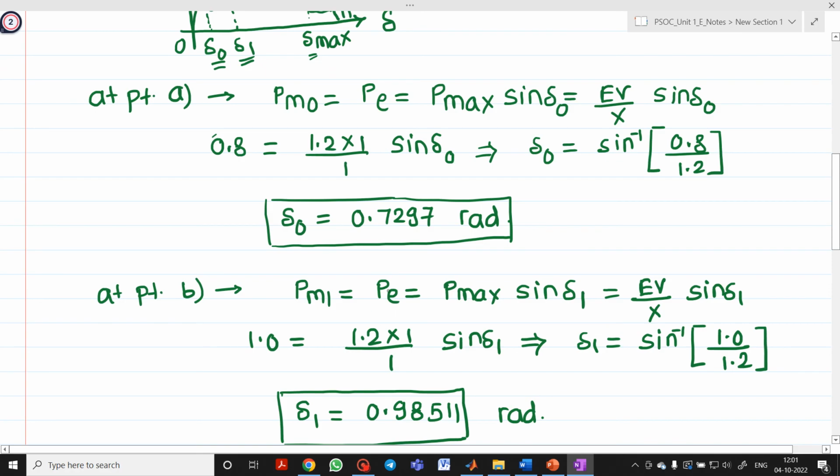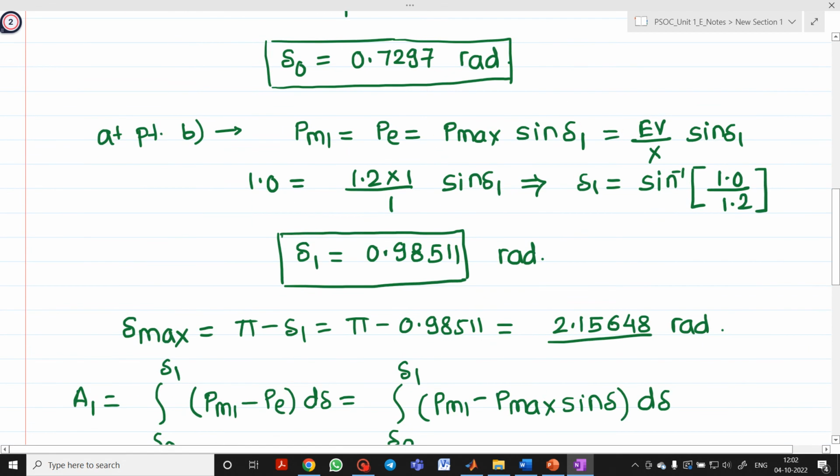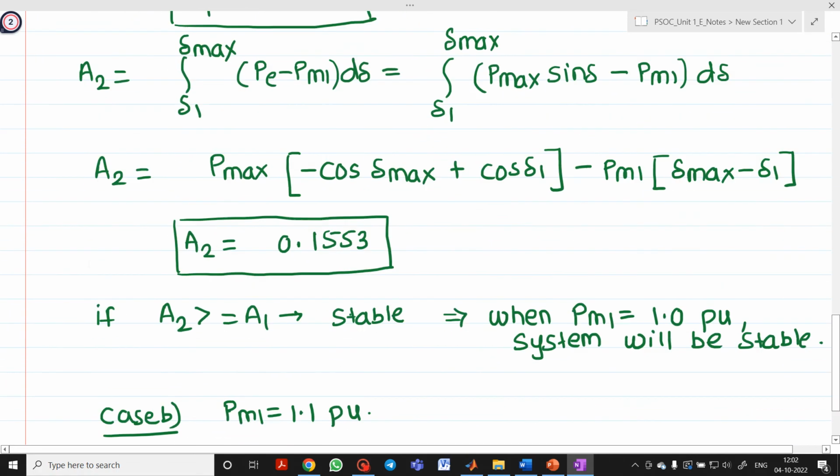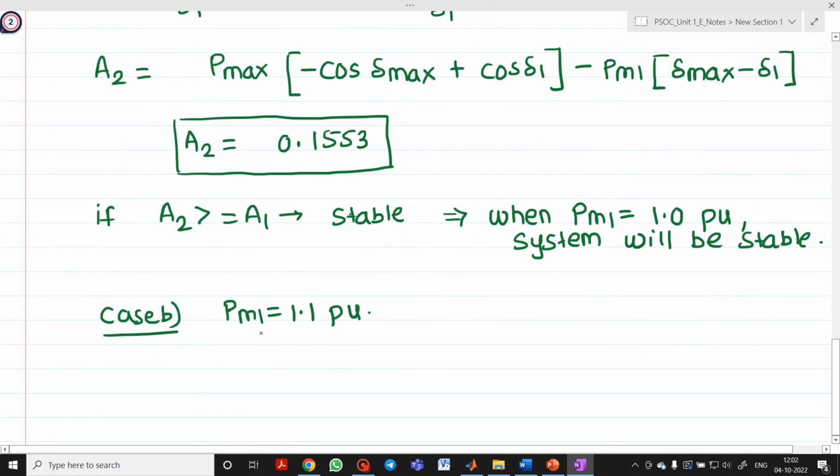Then if you want to find delta 1, here in the first case PM1 was 1 initially. Here we have to take PM1 as 1.1. So 1.1 equal to 1.2 into 1 upon 1 sin delta 1. From that you can find delta 1. Once you find delta 1, then you can find the value of delta max. Similarly, write down equations of A1, A2, and substitute all the values. So I will write the answers directly here. Delta 0 is not going to change. So 0.7297 radian, it is as it is.